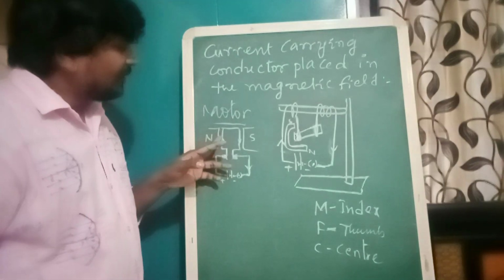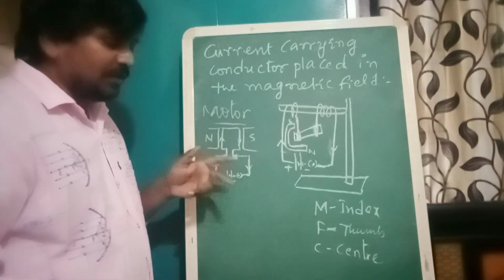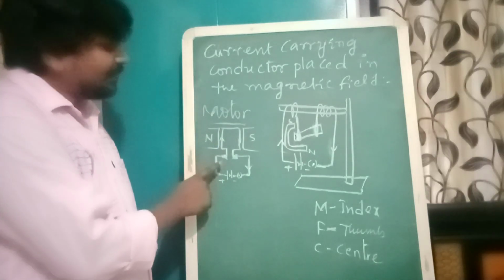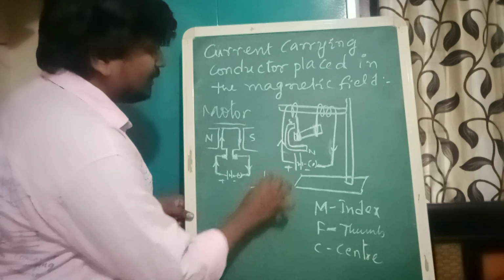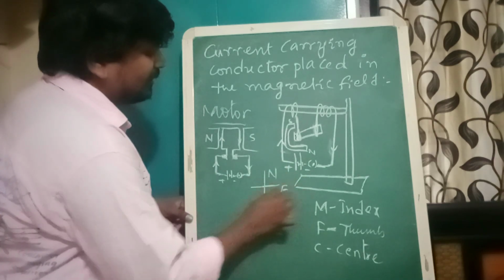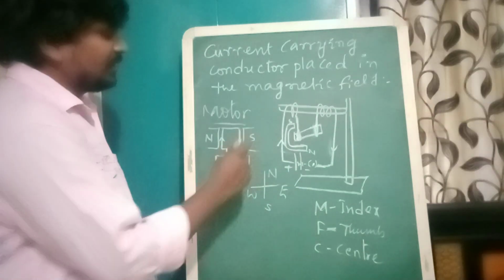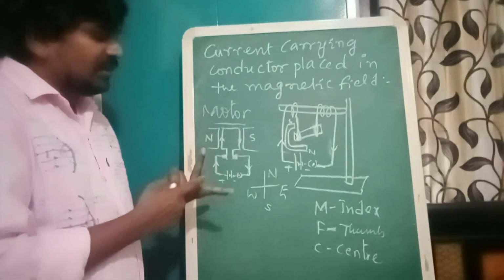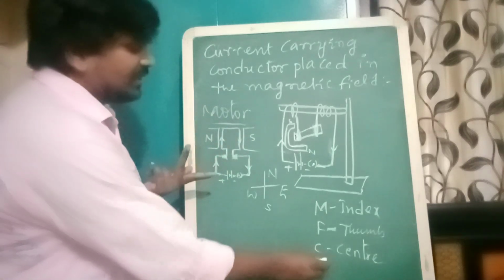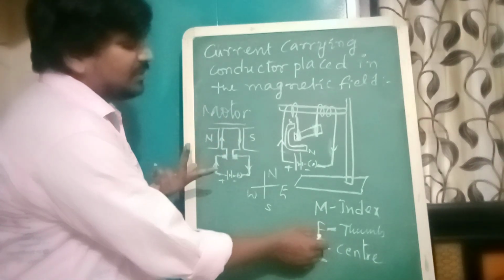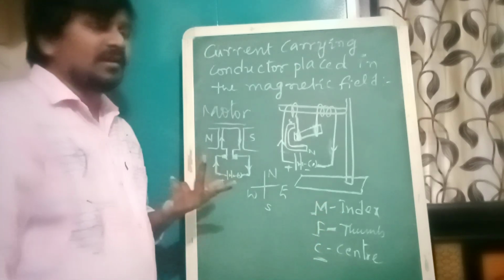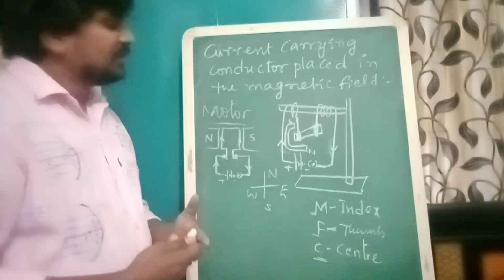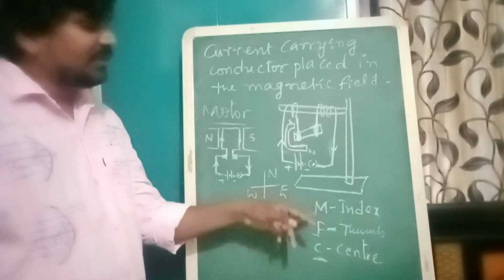So now we can see. On the North Pole, if you use Fleming's left-hand rule, you know the current direction. If you take north and south, east and west, the current is passing north to south. We take the middle finger, the central finger, as the current. The thumb is the force. The index finger is the magnetic field. Mother, father, child. So this rule also we can remember.